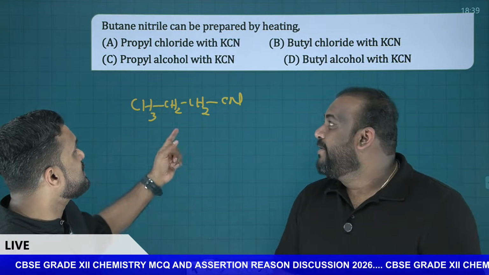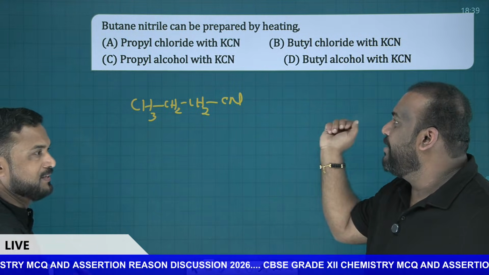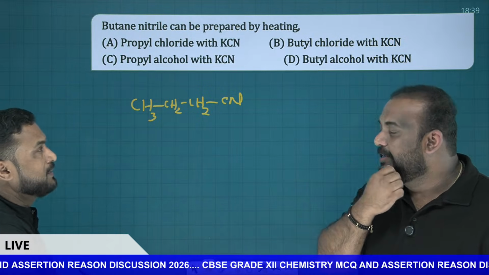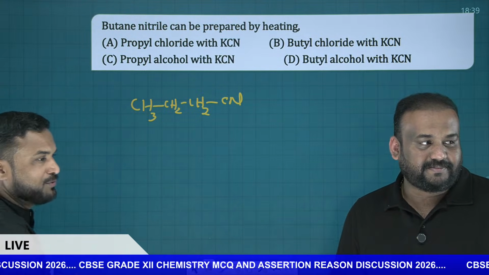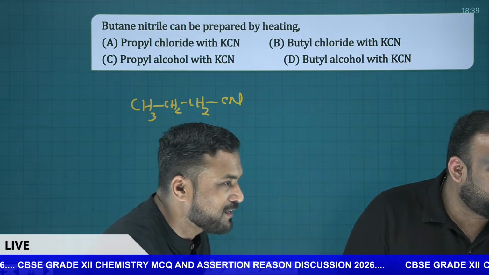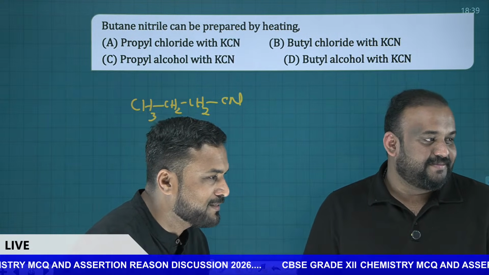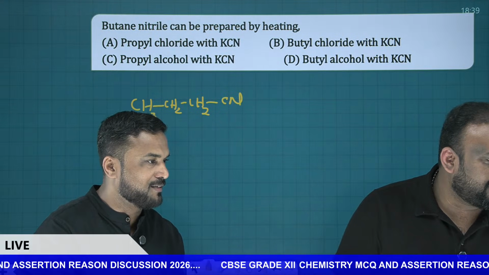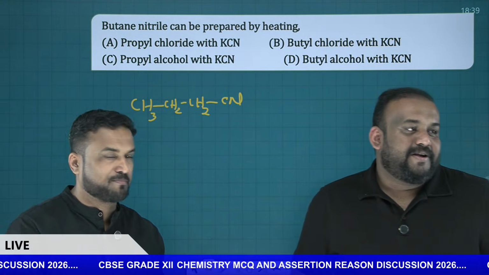Here they are asking how butane nitrile can be prepared. Here it is everything KCN, so the nucleophile is CN minus. We need to do a nucleophilic substitution. So the correct answer is which one? Almost everybody is saying A. Only one gave a different answer, option B, I think. It's fine.